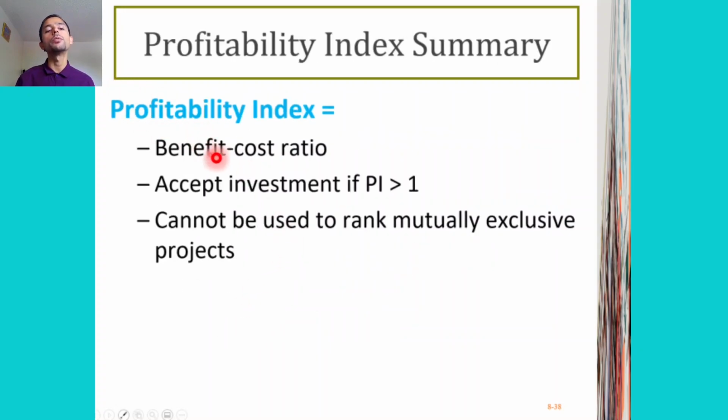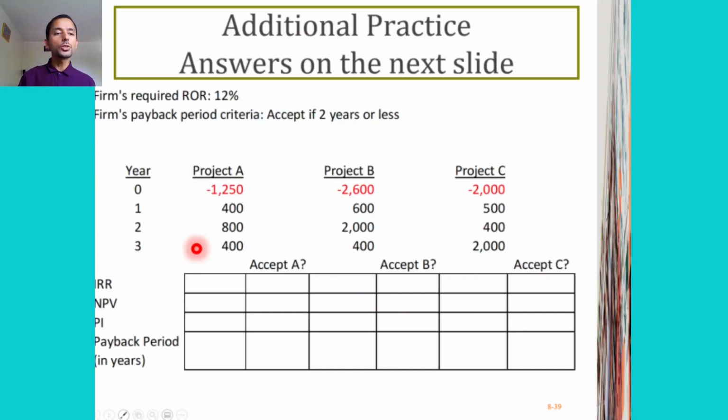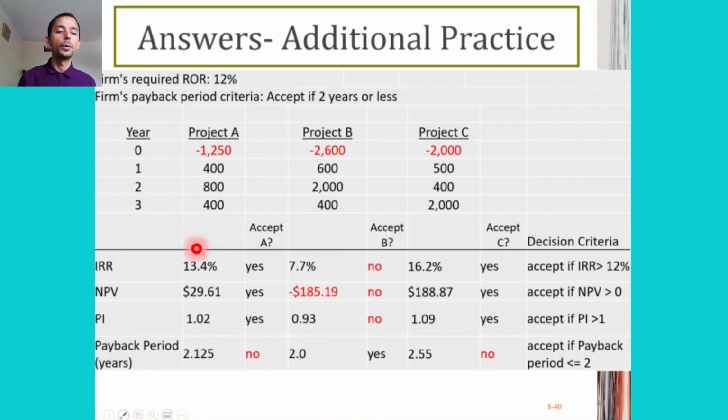Profitability index is benefit to cost ratio, accept if PI is greater than 1. But it cannot be used to rank mutually exclusive projects. All right. Additional practice answers on the next slide. So this is additional practice for you. Please do work on these and make sure you get these answers. Okay. So there will be questions similar to these on the test. So please do not ignore this part.